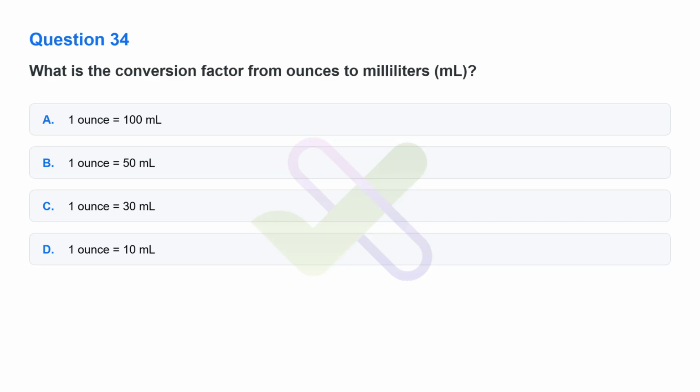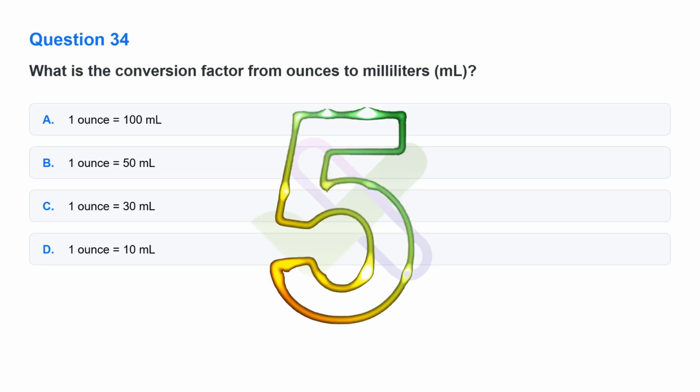A. 1 ounce equals 100 milliliters. B. 1 ounce equals 50 milliliters. C. 1 ounce equals 30 milliliters. D. 1 ounce equals 10 milliliters.